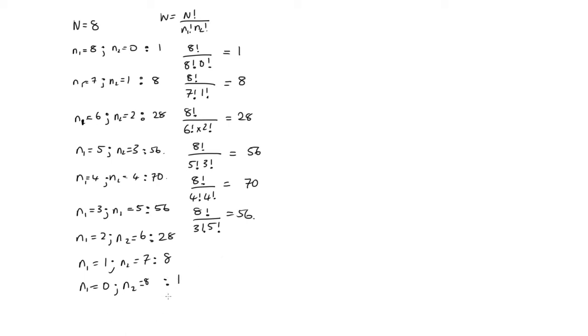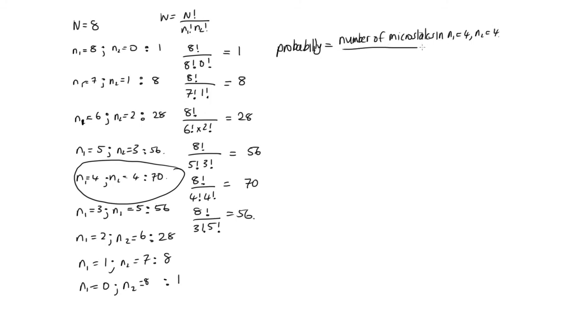Okay, and then in the next part of the question, it asks us what's the probability of finding it in this middle configuration here. Okay, so to calculate the probability, it's equal to the number of microstates with the configuration we want divided by the total number of microstates. So number of microstates in n1 equals 4, n2 equals 4, over total number of microstates.